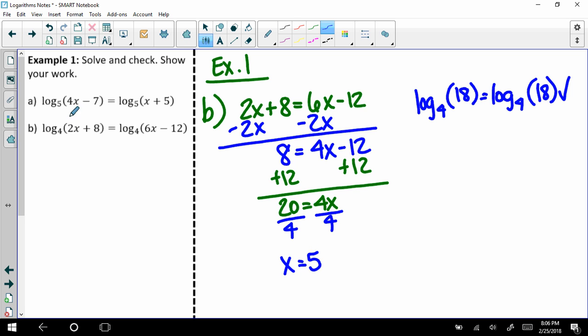Okay, so that's the easiest kind. When you have the same log on both sides, you just set what's inside the logs equal to each other and solve.